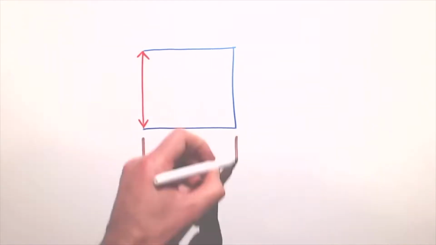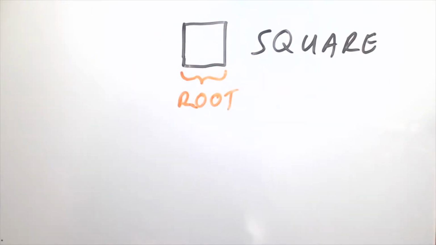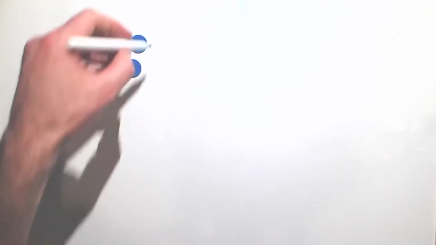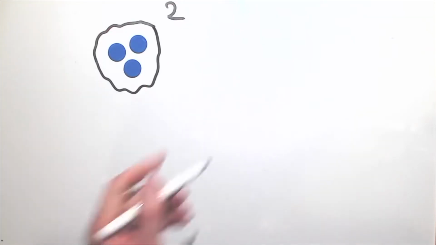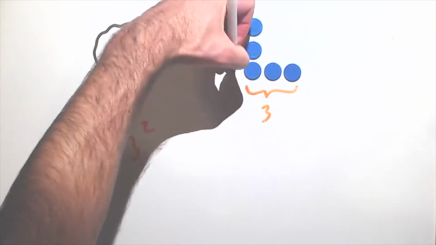It's the side length or the width or a height. It's all the same thing. This is the root from which a square grows. So let's take a specific number and see how that looks. If we have three counters and we want to use them to define a square, we would use them as one side. Then we'll add additional counters to form the rest of the square.